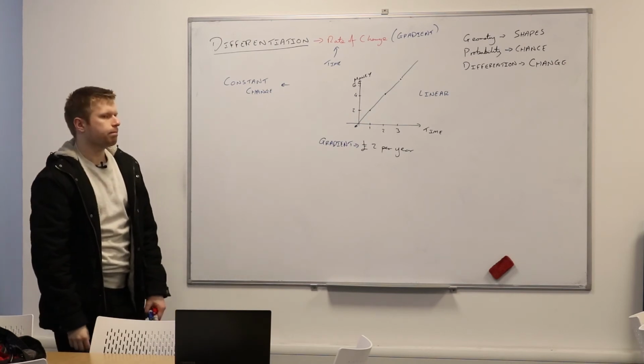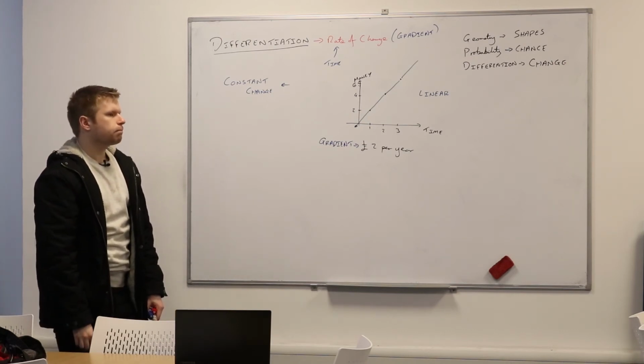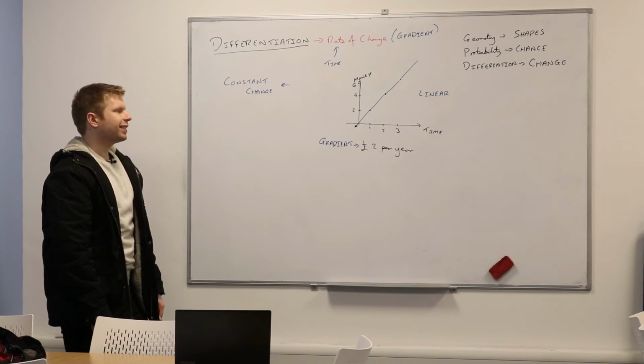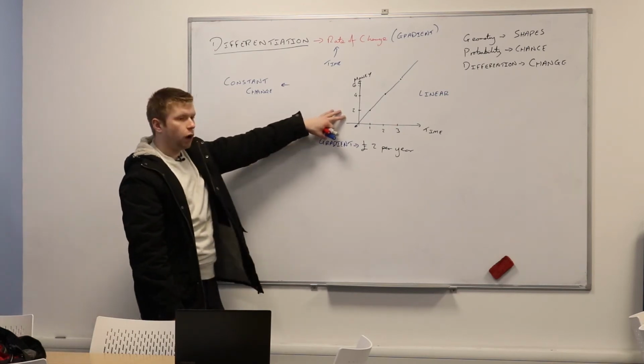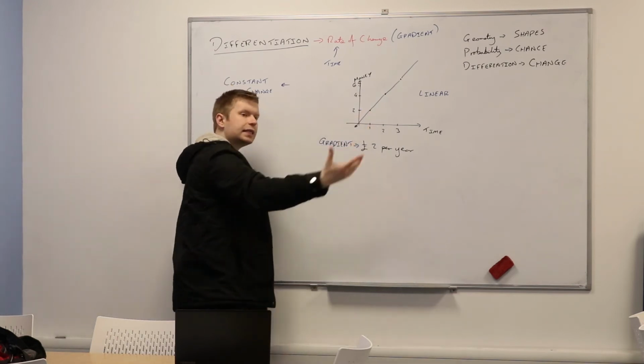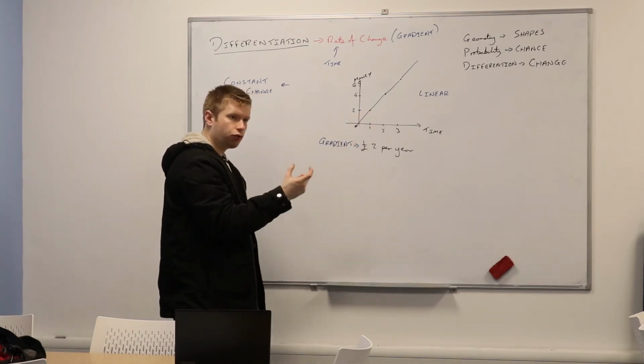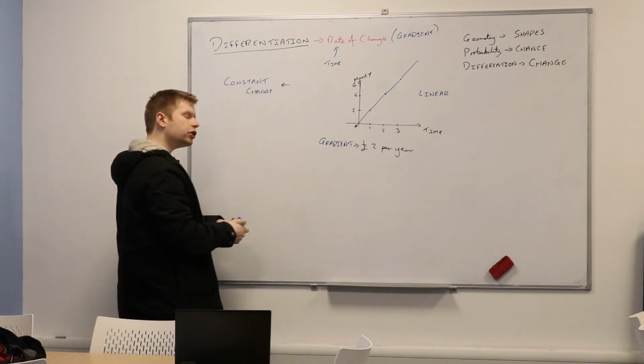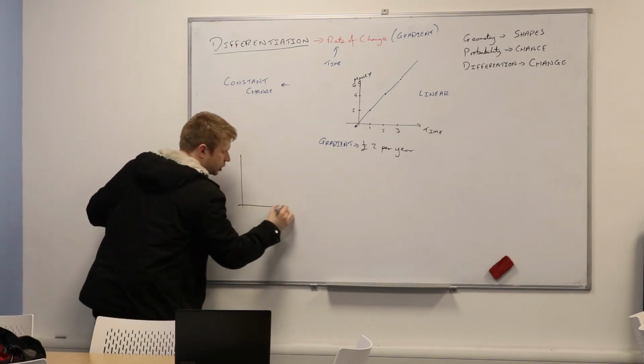That one has a curve. Ah, good. So this one is dealing with constant change. It's dealing with a straight line. This is easy because the change is always going to be the same. The gradient is always going to be the same. But then the question is, well, what happens if the change is not the same?